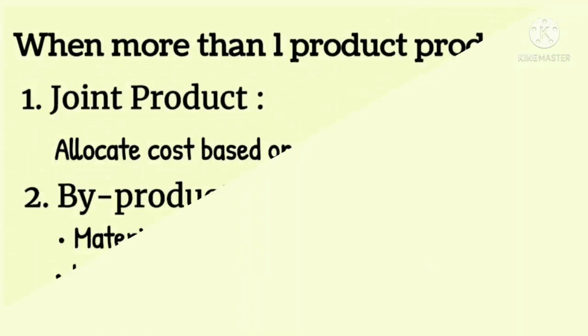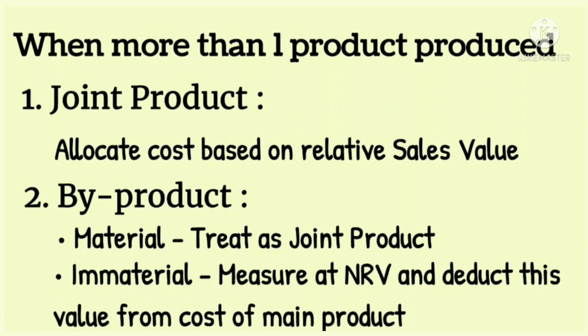Next, we move on to the section of allocation of cost to joint products and byproducts. In a production process, it may so happen that more than one product is produced. If the outcome is a joint product and the cost of conversion is not separately identifiable, then in that case, we will have to allocate the cost based on relative sales value of the product and not the sales price.